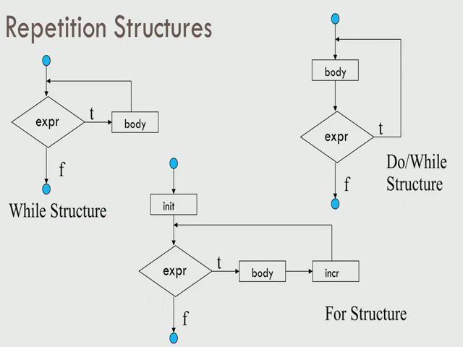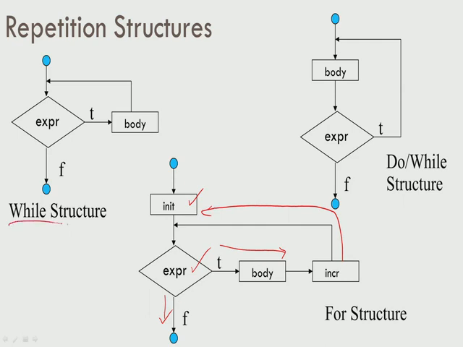In the for loop, we start with an initialization condition, we first check an expression, and if it is true you evaluate the body, do some loop increment and go back. When you go back you have to evaluate the expression once more. At some point this loop increment will violate the expression, at that point you exit, and that is the false branch.